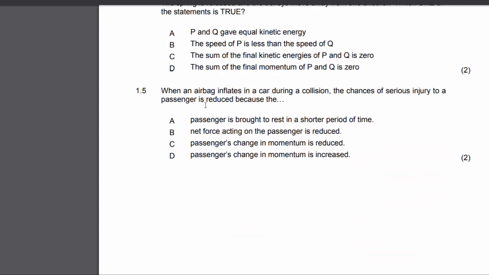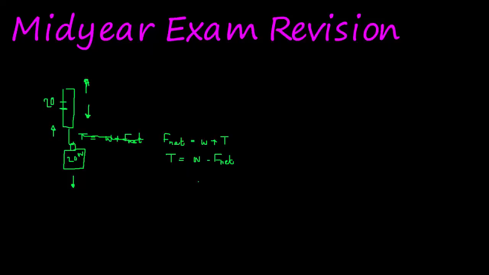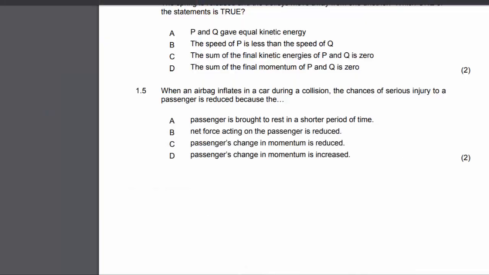So yes, question D. When an airbag inflates in a car during a collision, the chances of serious injury to the passenger is reduced because is it because the passenger is brought to rest in a shorter time period? Well, no. The shorter the time period is on which a force is applied or momentum is changed, the higher the force. So the point is we have F net is equal to the change in momentum over the change in time. So if we decrease the denominator, the fraction increases. The smaller this thing is that I divide with, the bigger this fraction is. So that will increase the net force experienced, so definitely not.